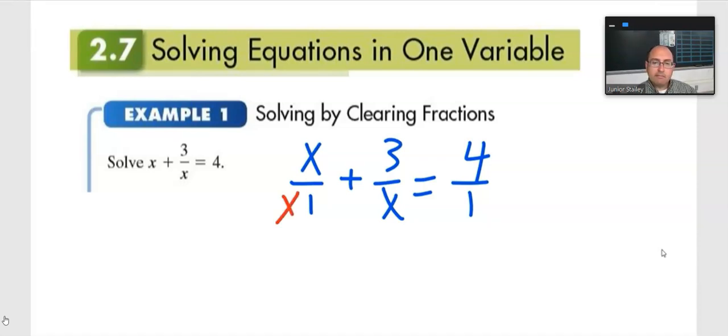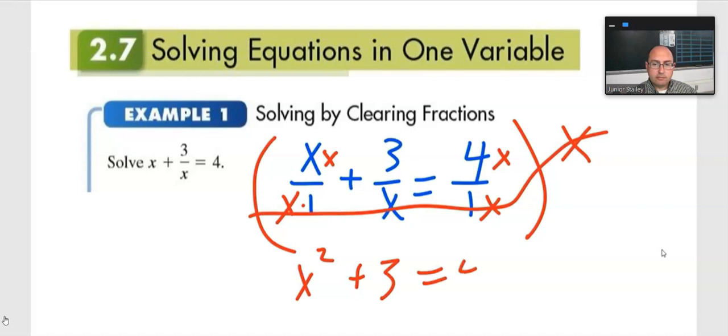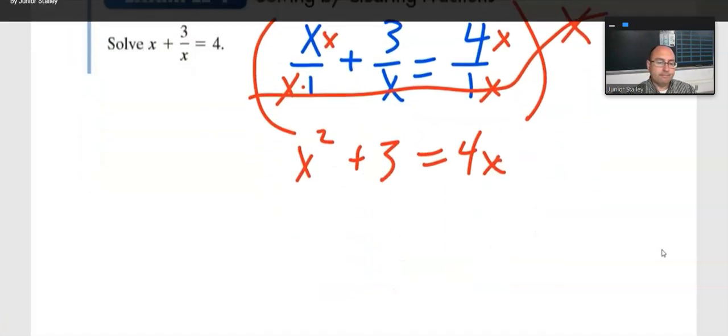I mean, we can do things like, what's this denominator missing? It's missing an x. What's this denominator missing? It's missing an x. And then we can take this entire equation and multiply it by the common denominator, which is x. And you know that if you multiply something by that common denominator, it's going to eliminate all those denominators. So we really have x squared plus 3 equals 4x. So this looks a lot easier than the original problem you were working on, but that's all it is, truthfully.